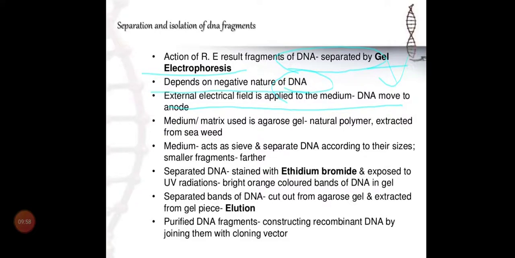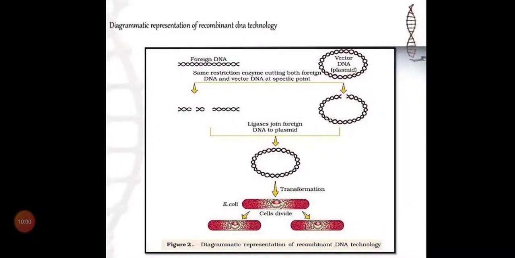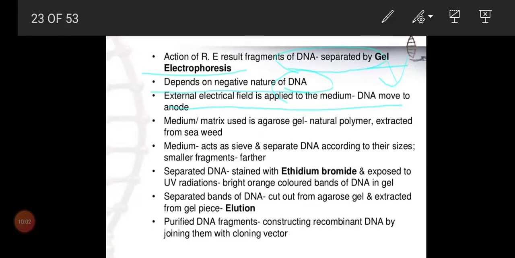Again, I'll go through the points. The medium matrix is agarose gel. Now look at the slide. The medium is agarose gel, a natural polymer extracted from seaweed. The medium acts as a sieve and separates DNA according to size, with smaller fragments moving further. Separated DNA is stained with ethidium bromide and exposed to UV radiation, and it shows an orange color.